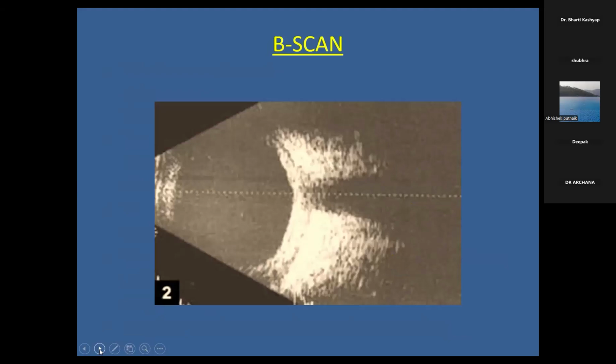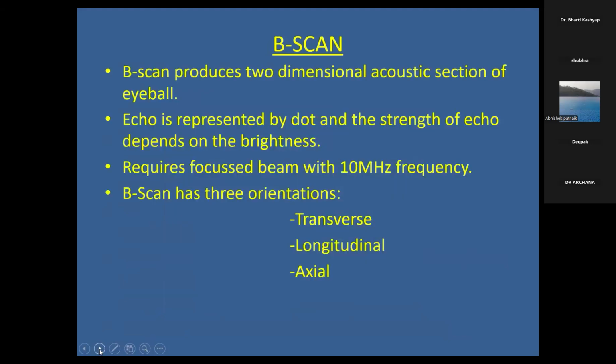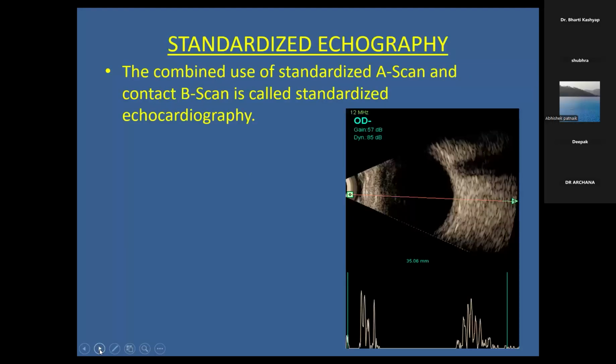Now this is a picture of the B scan. The B scan produces a two-dimensional acoustic section of the eyeball. An echo produced with the help of a B scan is represented by a dot, and if the echo is too high, the brightness of the dot is high. It requires a focus beam with around 10 megahertz frequency to get this kind of B scan. The B scan has three orientations: transverse, longitudinal, and axial.